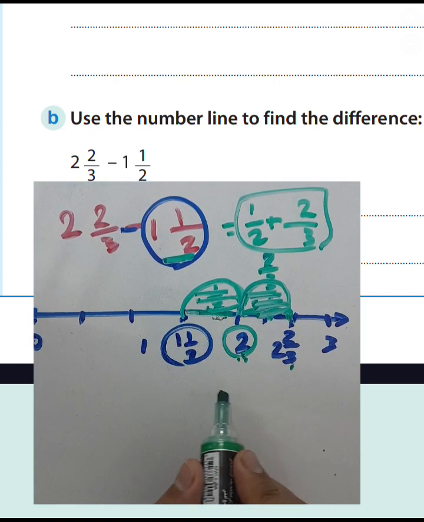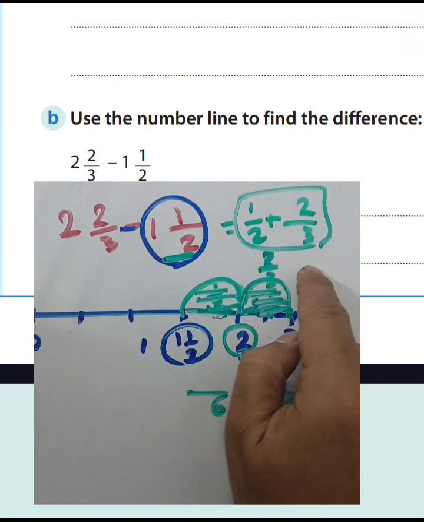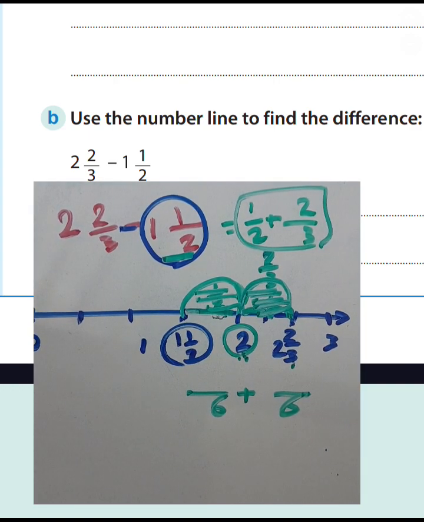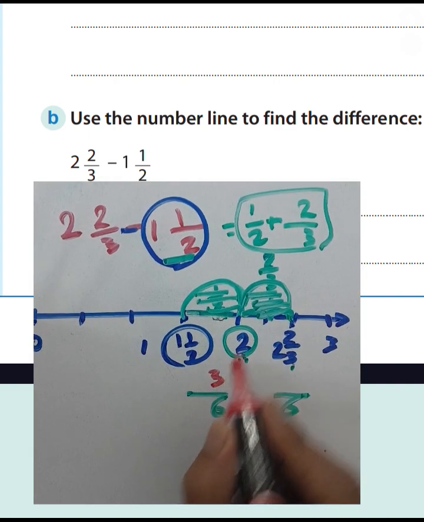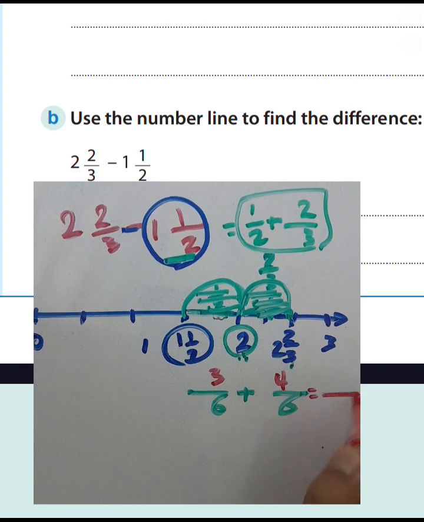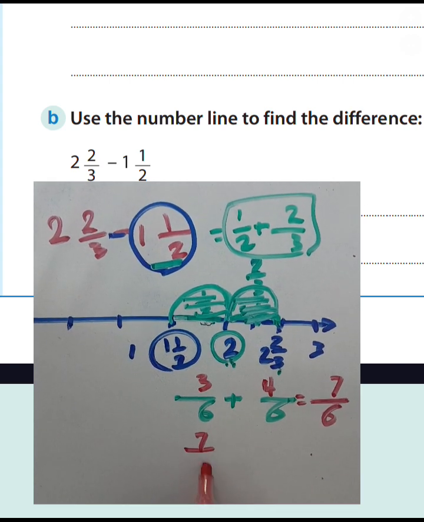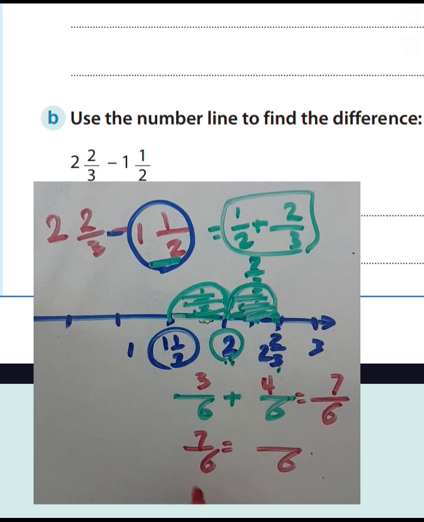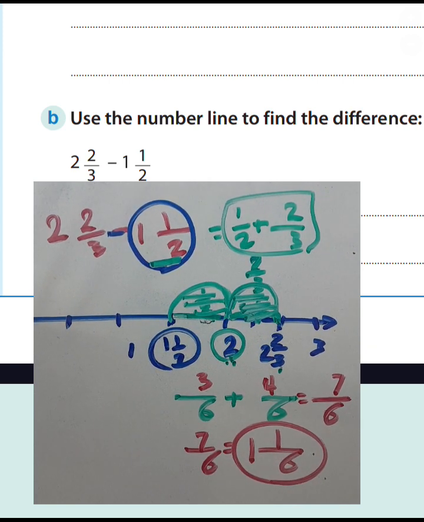We can write 6 is the least common multiple between the two numbers, because 3 and 2 are relatively prime numbers. Then 3 times 2 equals 6. And 3 times 1 equals 3. 2 times 2 equals 4. Then you write 6 in the denominator and 4 plus 3 equals 7. 7 over 6, 7 divided by 6 equals 1 with remainder 1. Then the result will be 1 and 1/6.